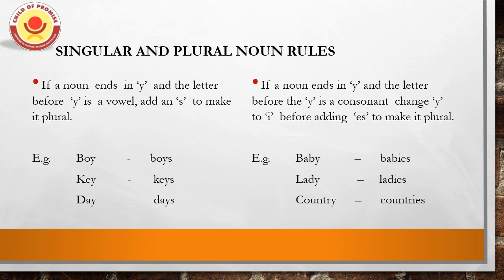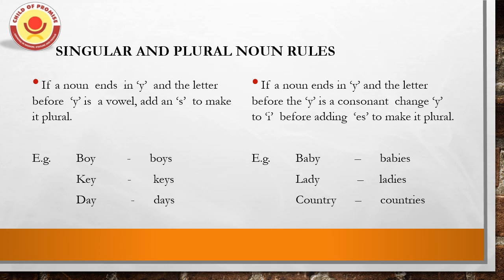Now we come to singular and plural noun rules. Remember last week we introduced the rules guiding the use of singular and plural nouns, and we mentioned three rules. So today we are continuing with the rules. Rule number 4: if a noun ends in Y and the letter before Y is a vowel, you simply add S to make it plural. We have some examples in front of us.